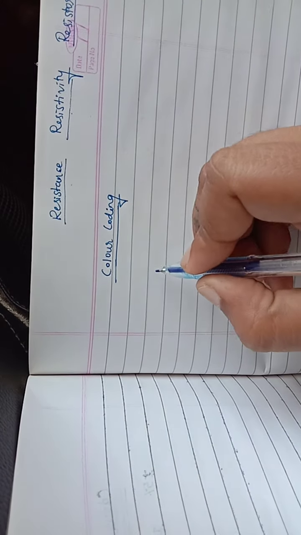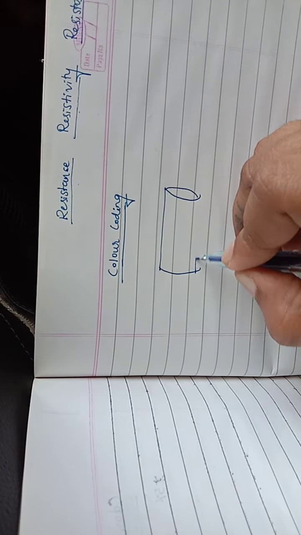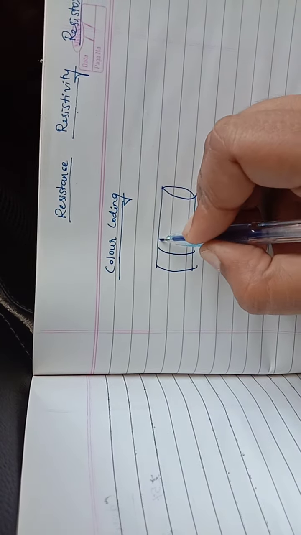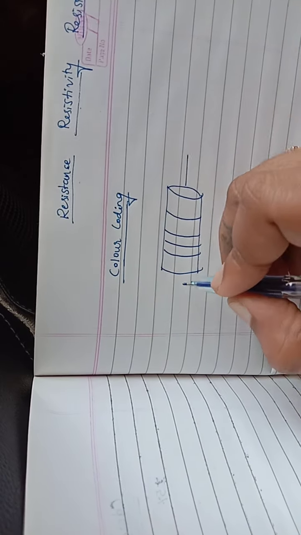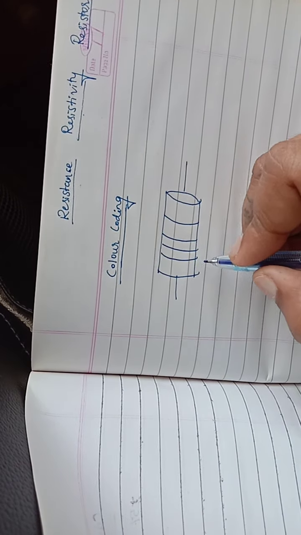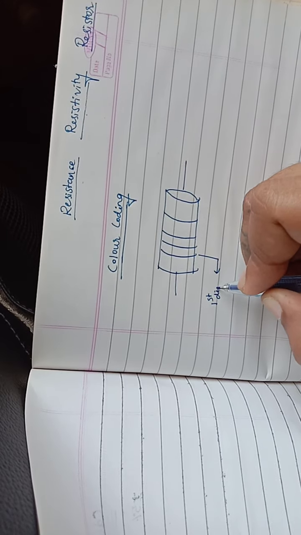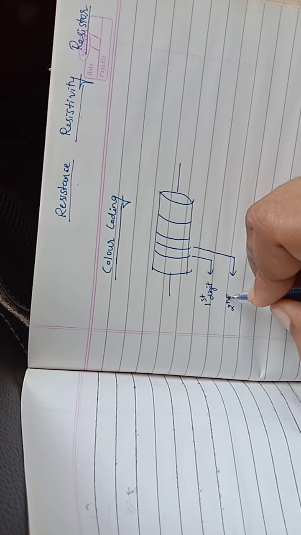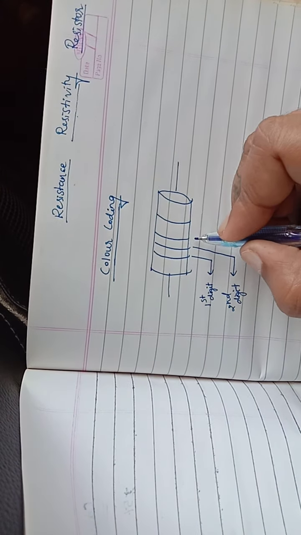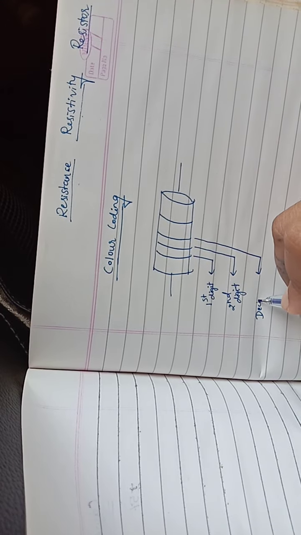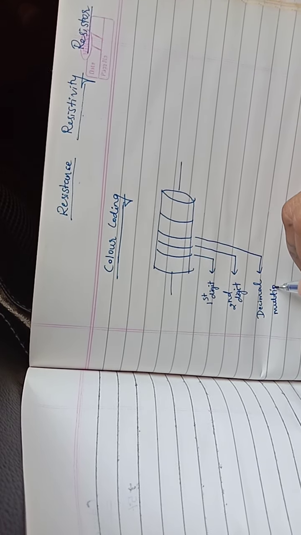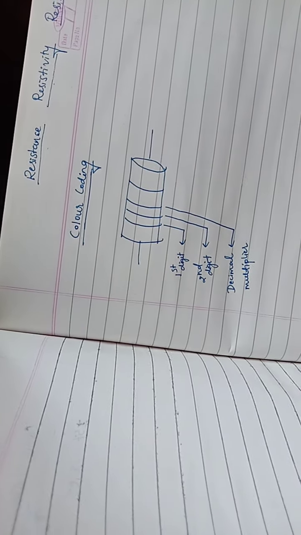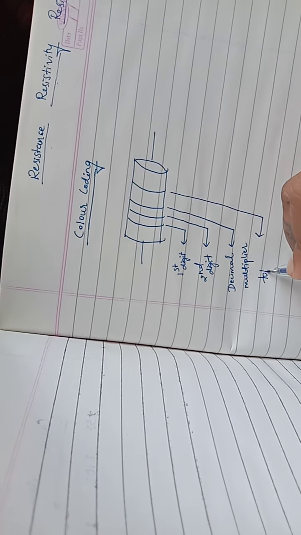Now, in color coding, I'll draw a table first. As I told you, on the surface of the resistor we have 3 to 4 bands, minimum 3, maximum 4. The first band will represent the first digit of the resistance. The second band will represent the second digit of the resistance, and the third band will represent the decimal multiplier. And the fourth band will represent tolerance.